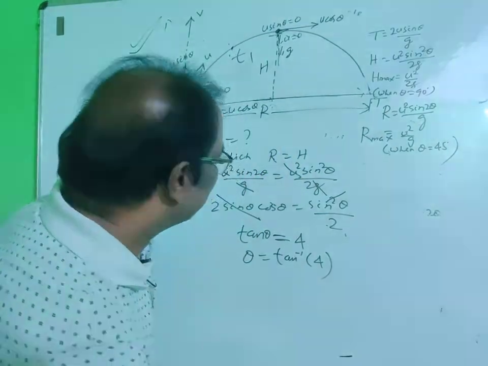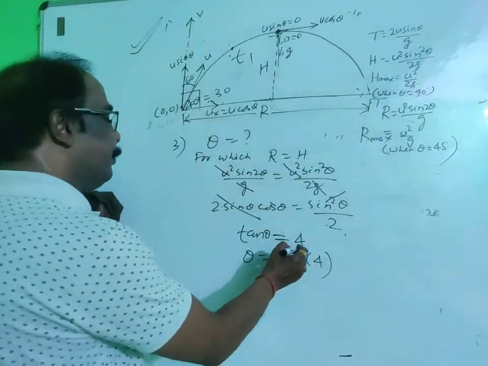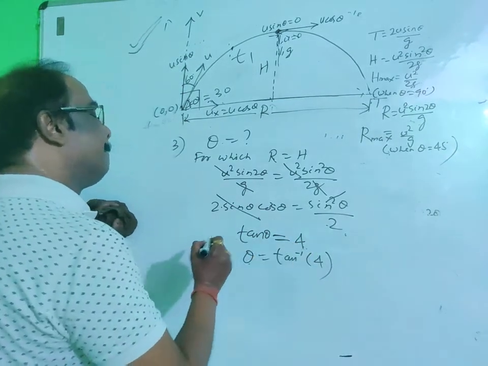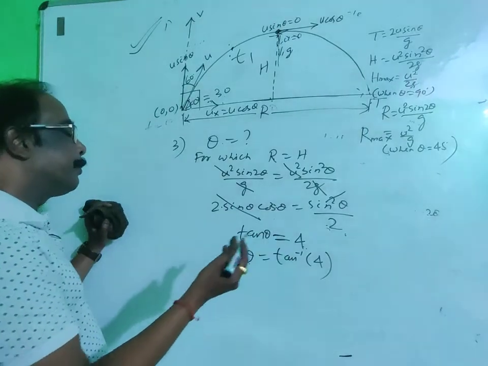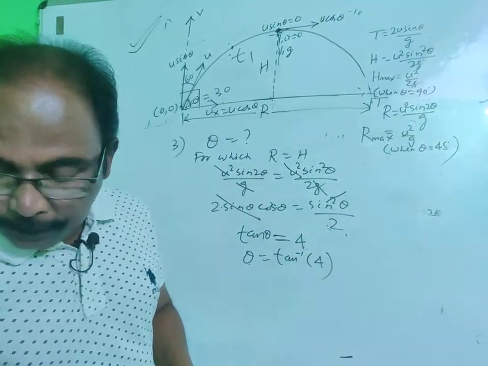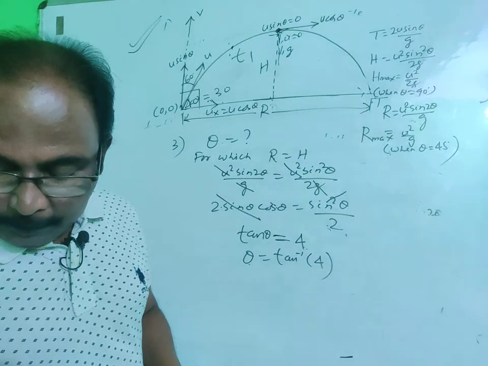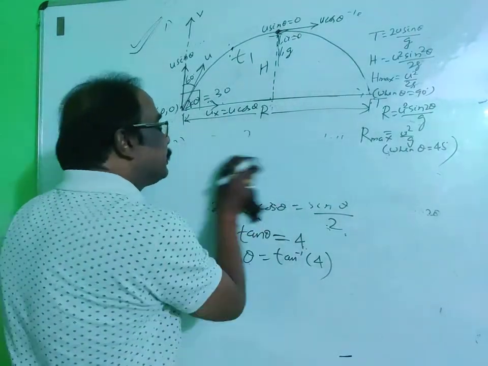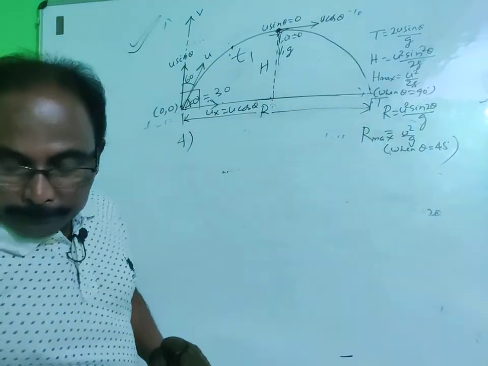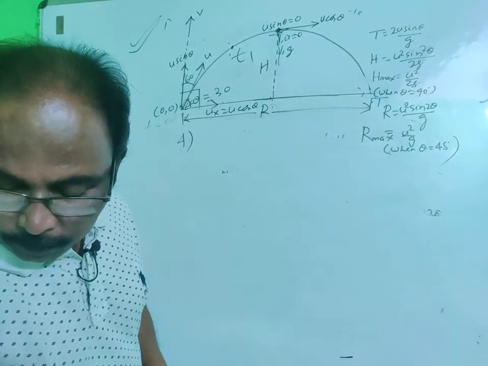Then on the basis of this equation, tan theta is equal to 4. Then on the basis of this equation, another question is given, question number 4.